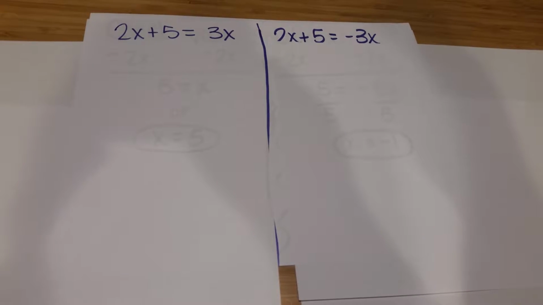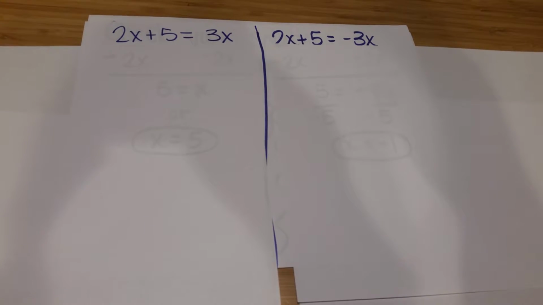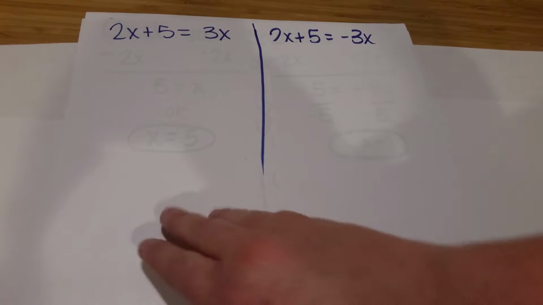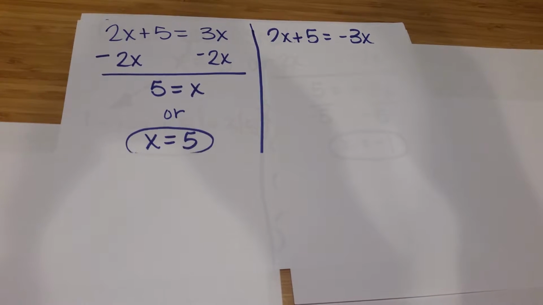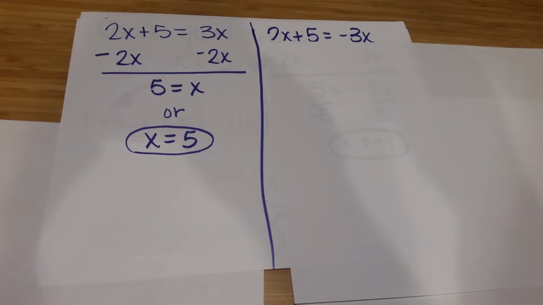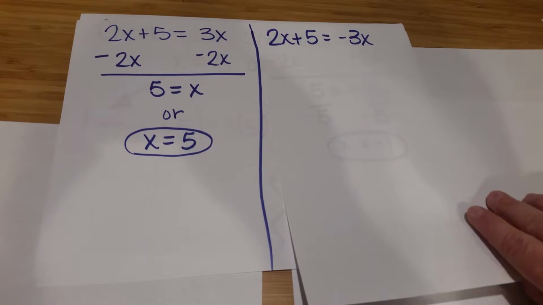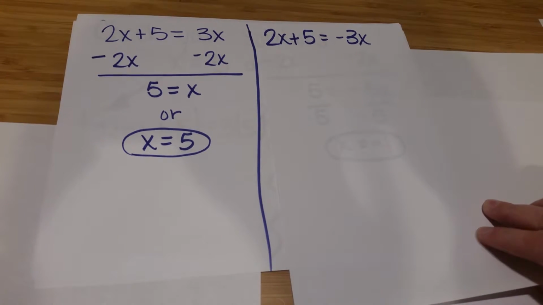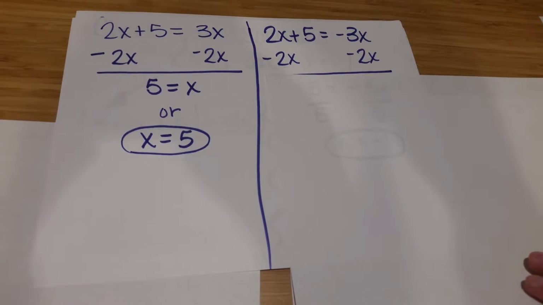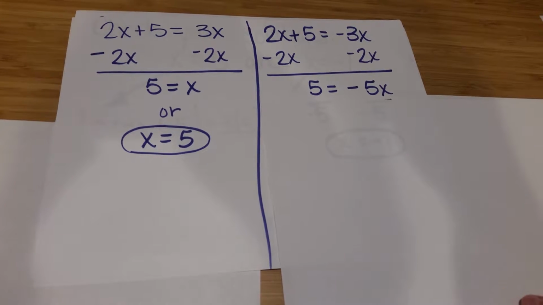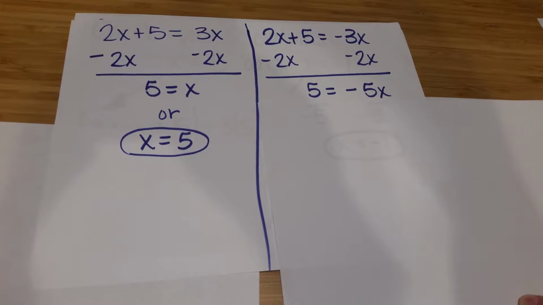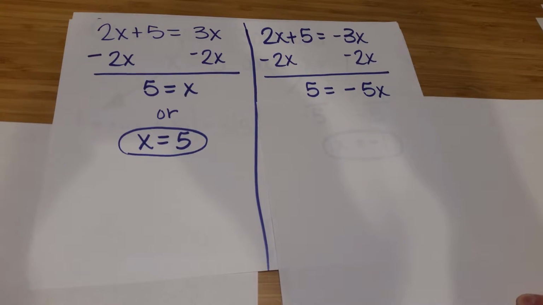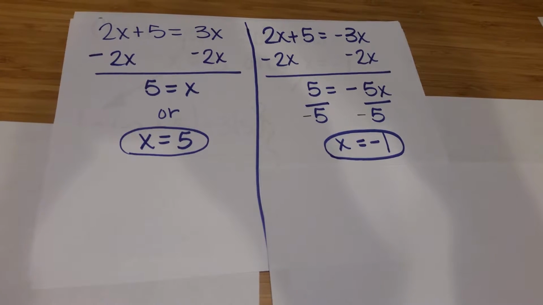And for the first equation, 2x plus 5 equals 3x, we're going to subtract 2x from both sides to isolate the variable. When we do that, we get the result of 5 equals x, or x equals 5. For the second equation, 2x plus 5 equals negative 3x, we're going to again subtract 2x from both sides to simplify the equation to 5 equals negative 5x. That's not completely solved because the variable has not been isolated, so we're going to divide both sides by negative 5 to get x by itself. That simplifies to x equals negative 1.